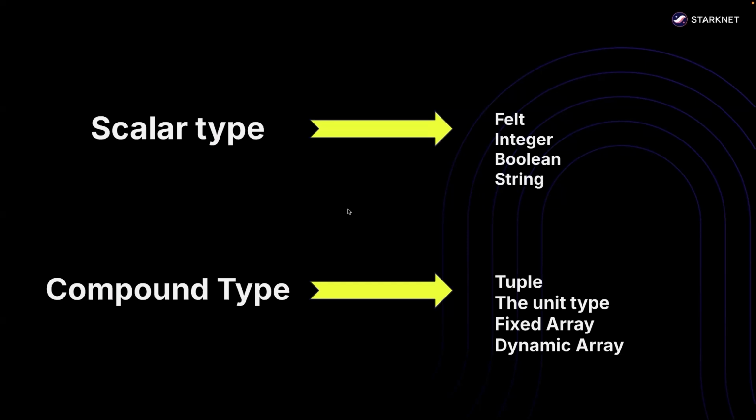So we also have the compound types. For the compound types, we have tuple, the unit type, the fixed array, and the dynamic array.